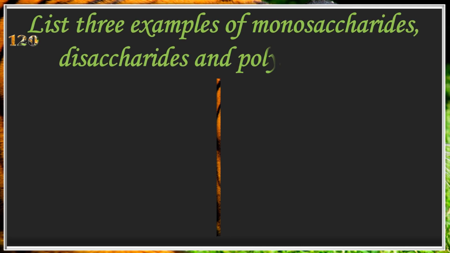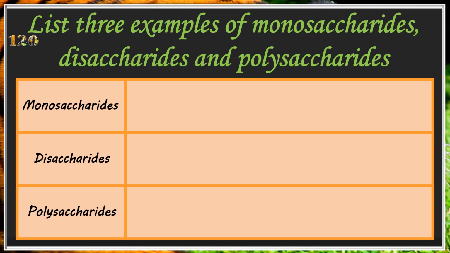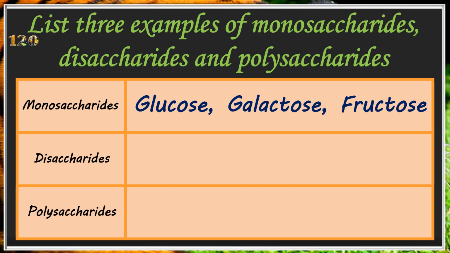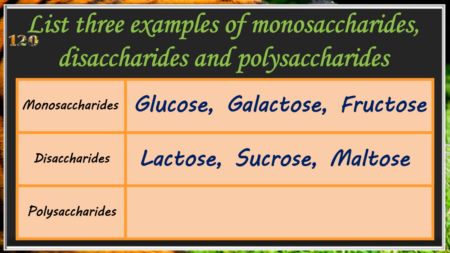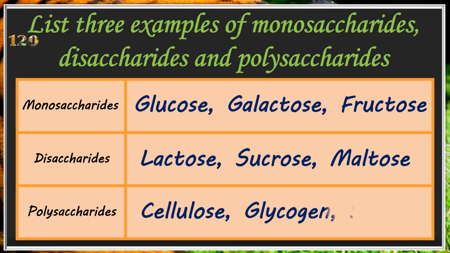List 3 examples of monosaccharides, disaccharides, and polysaccharides. Monosaccharides include glucose, galactose, and fructose. The disaccharides include lactose, sucrose, and maltose. The polysaccharides include cellulose, glycogen, and starch.